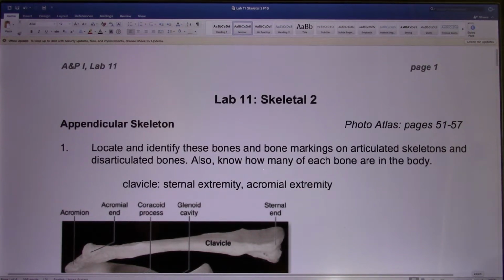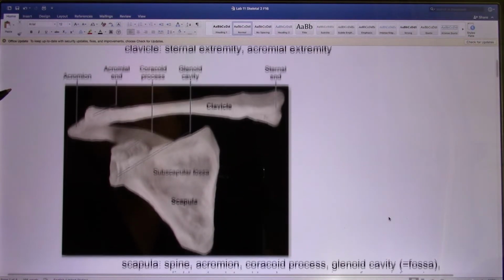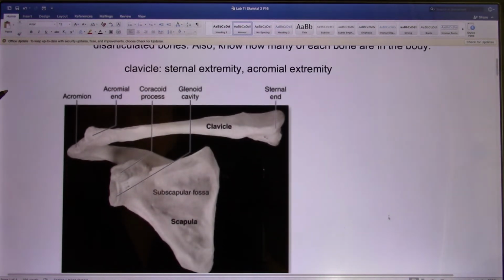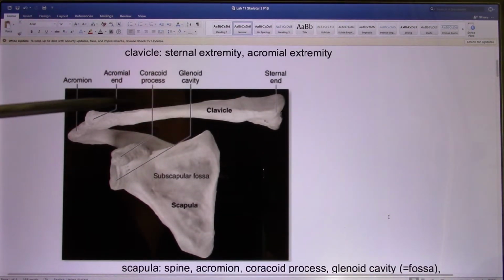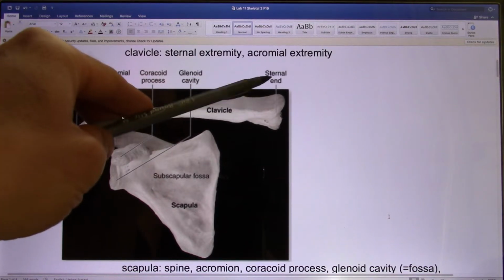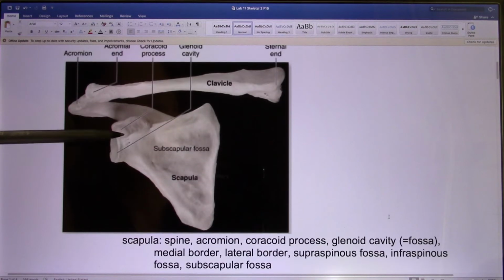We're in Lab 11 Skeletal 2. In this lab, we're going to study the appendicular bones. First, we start from the pectoral girdle. We have the clavicle, and you have the acromial end and sternal end. That's the long bone.